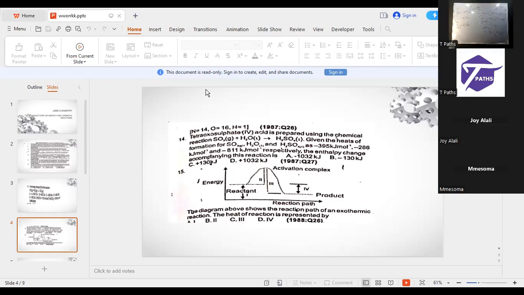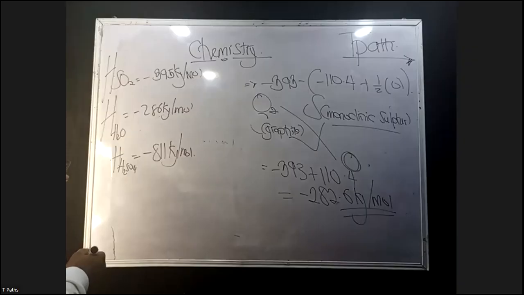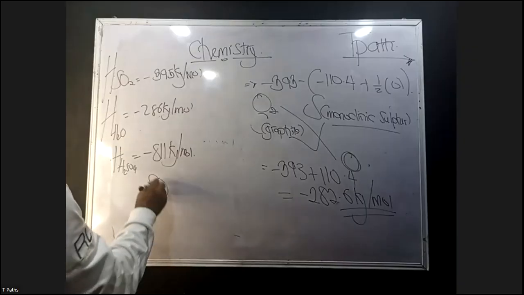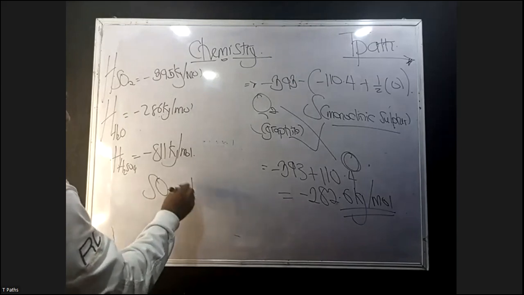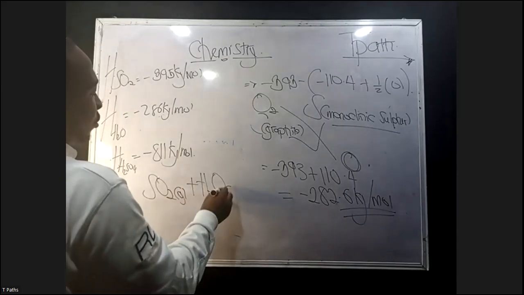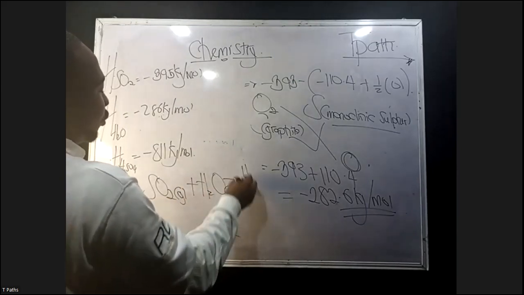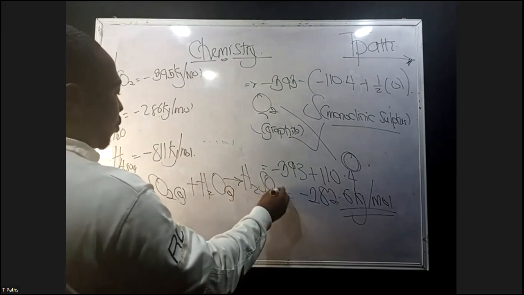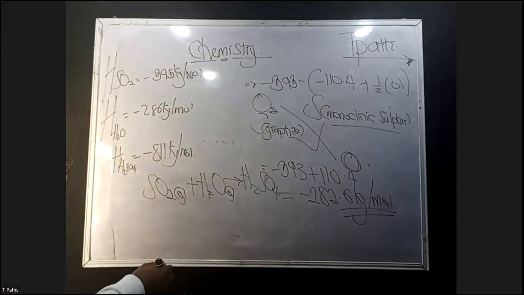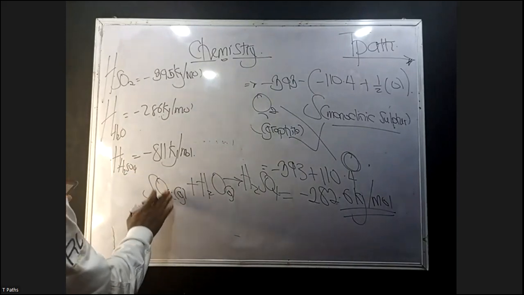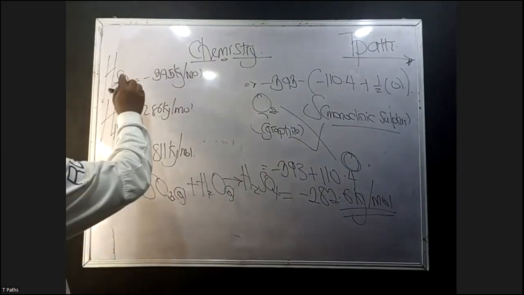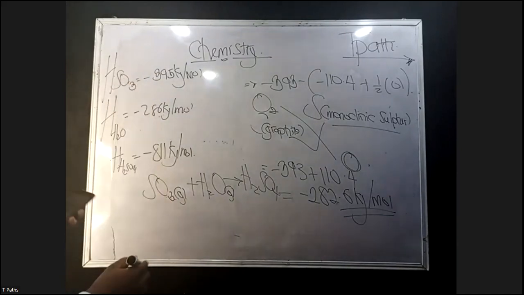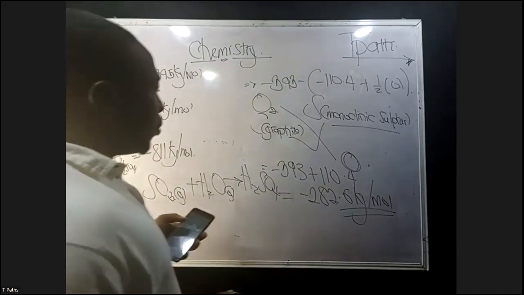First of all, we have to write the balanced chemical reaction. So SO3 gas plus H2O gas will give us H2SO4. It's SO3 that is here in the question.